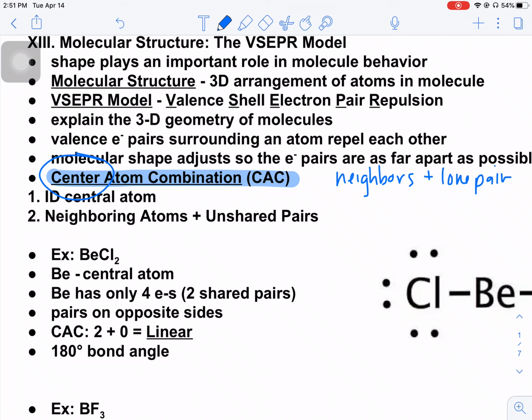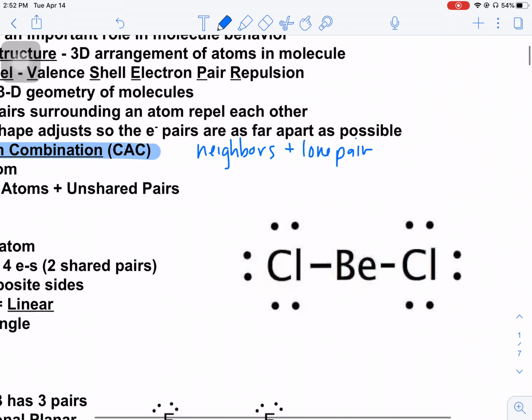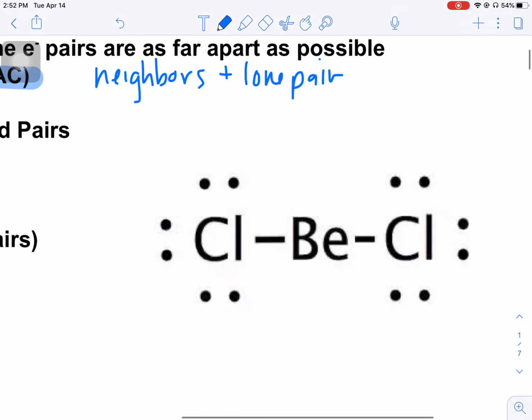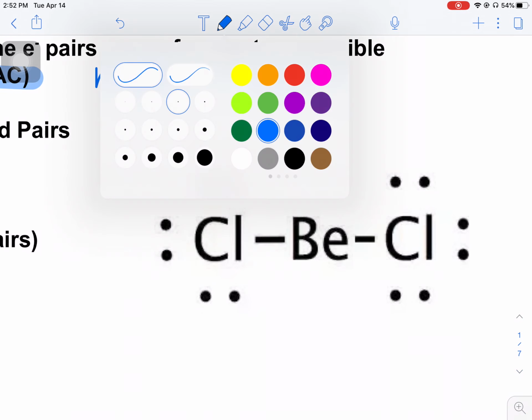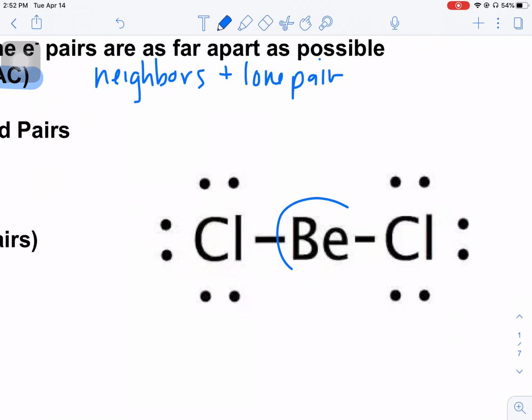Now, there is some stuff that needs to be memorized. I did include a table of information at the very end of this document. It's probably more information than you'll ever need, but it's there if you need it. All right, so my first example is beryllium dichloride. In this example, beryllium is your central atom. So for our center atom combination, we identify our center atom, beryllium.